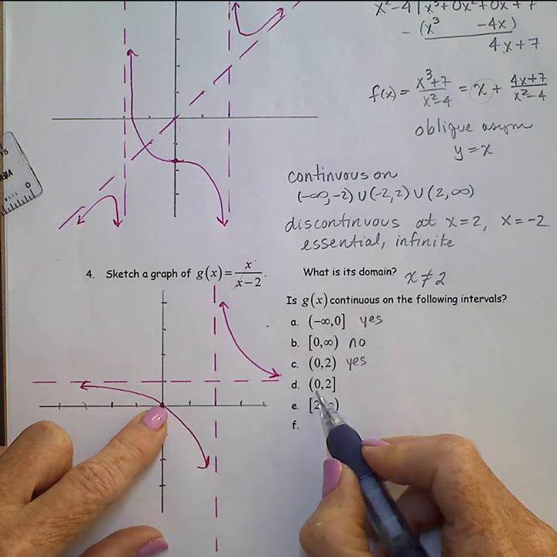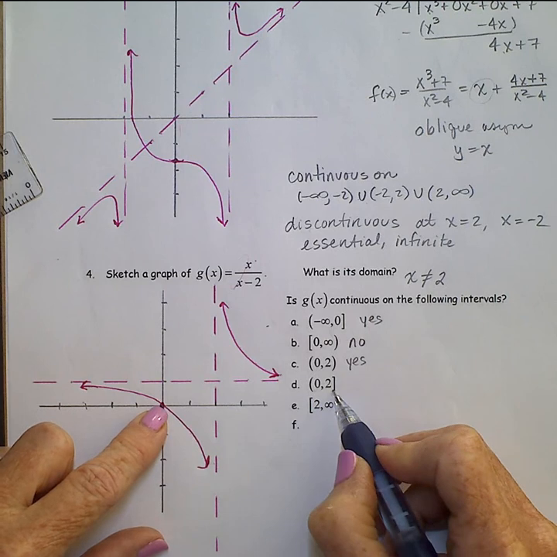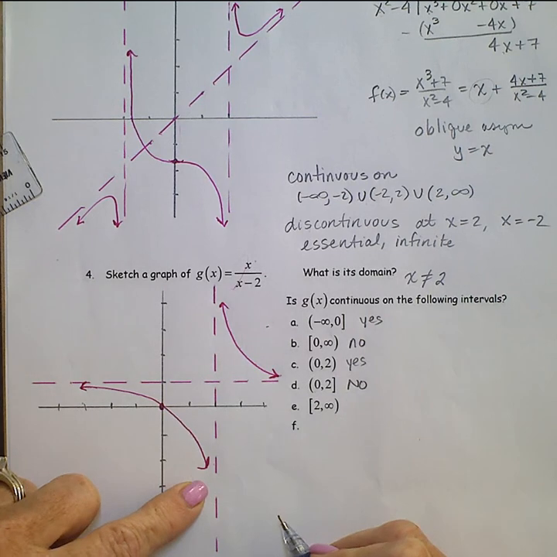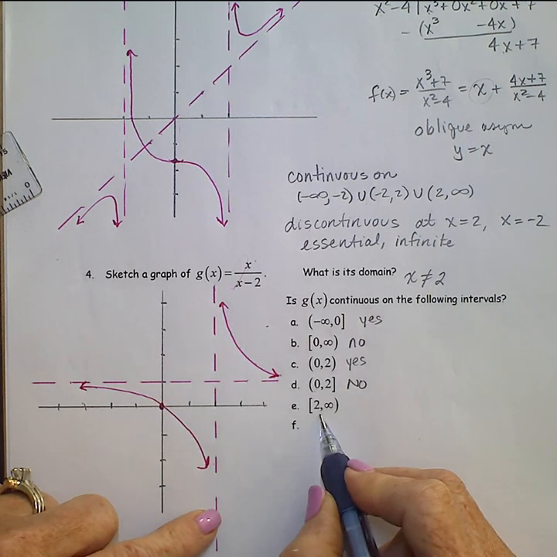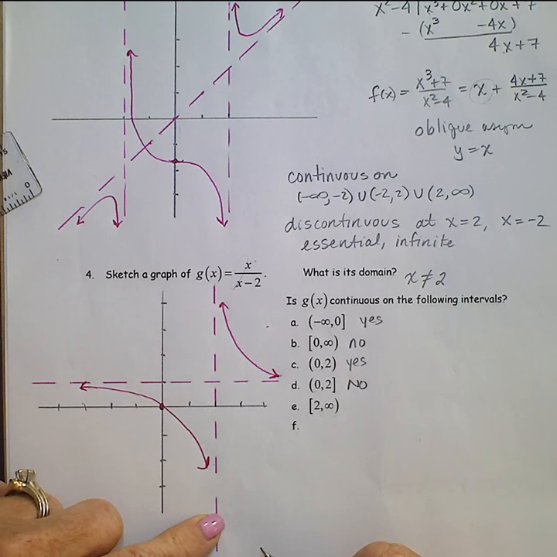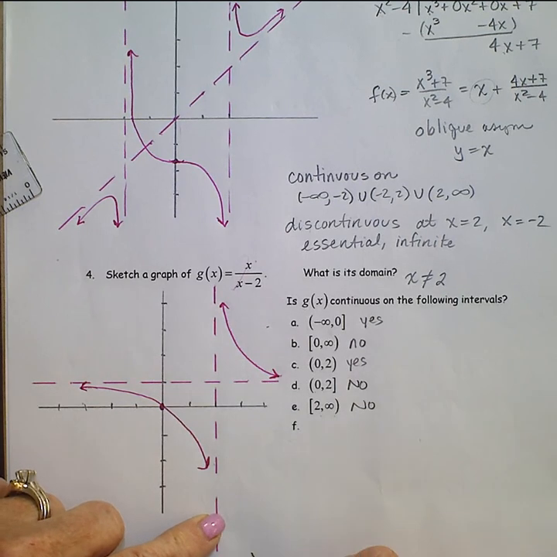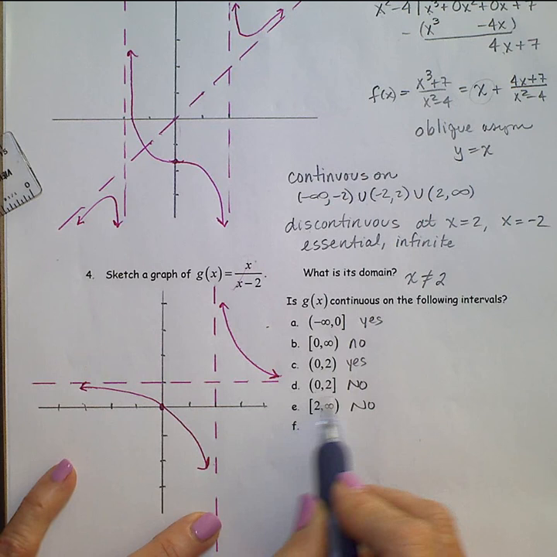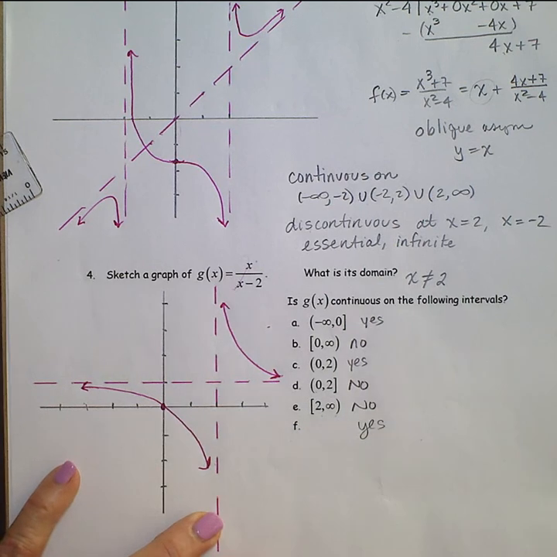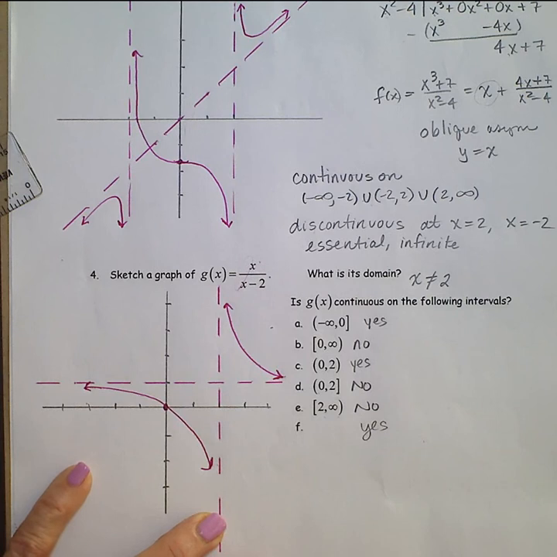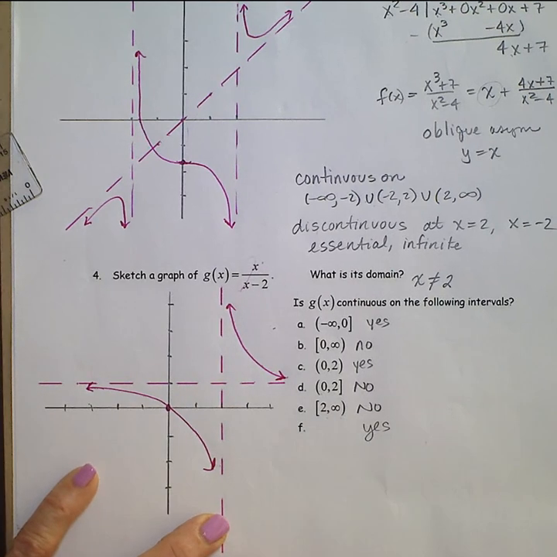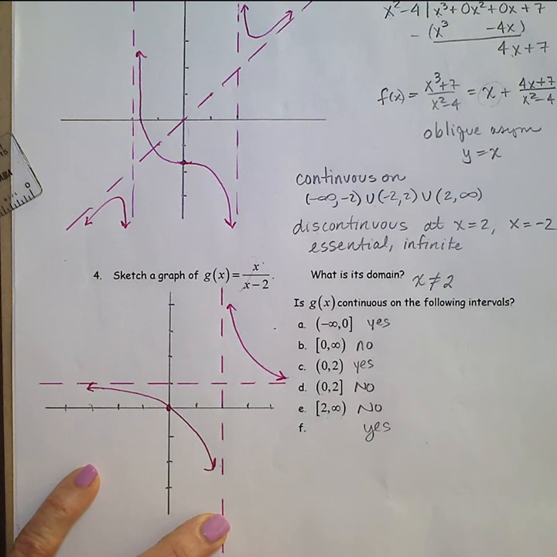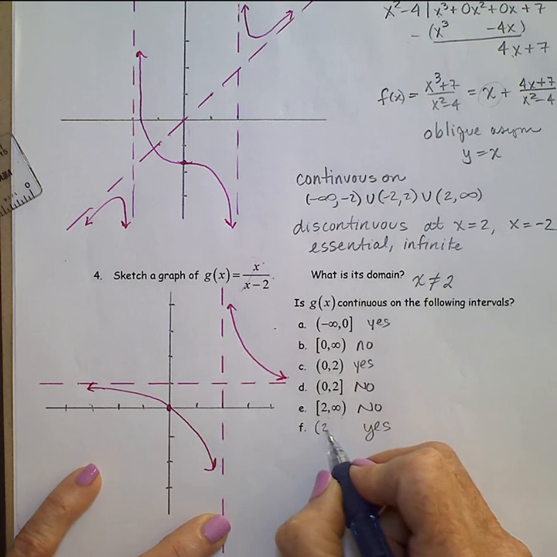How about just after 2 all the way up to and including 2? That one's no. Function's not defined at 2. Can't be continuous there where it's not defined. How about starting at 2 up to infinity? That one's no. Okay, and for this last one, I want you to adjust this interval ever so slightly to make the answer to that question be yes. How can you adjust it so that it is continuous on that interval? Yes, you're right. Open at 2 up to infinity.